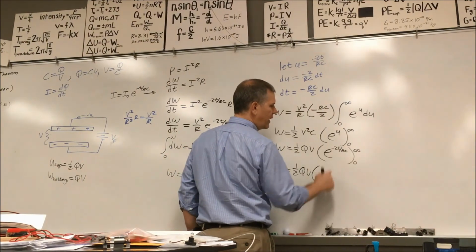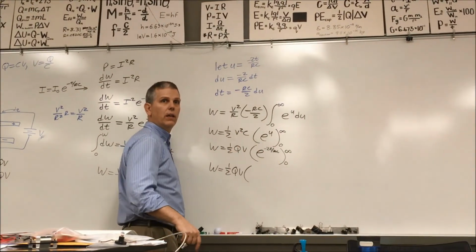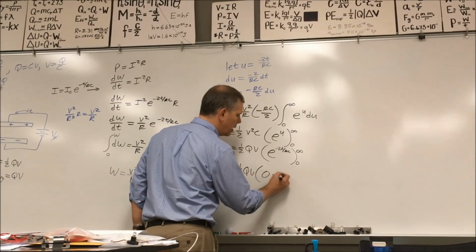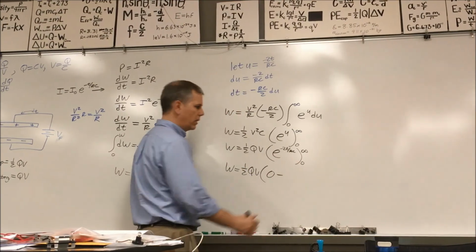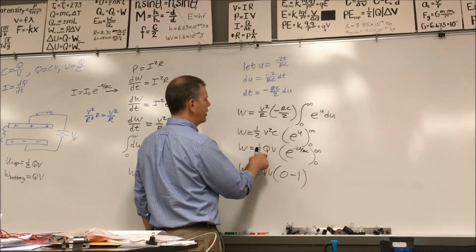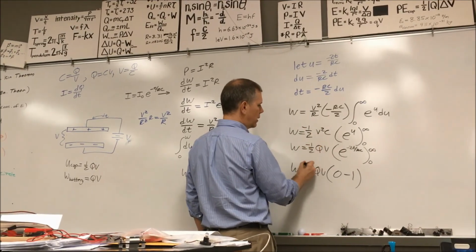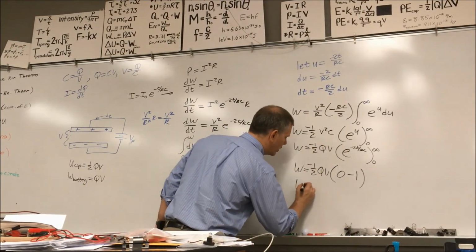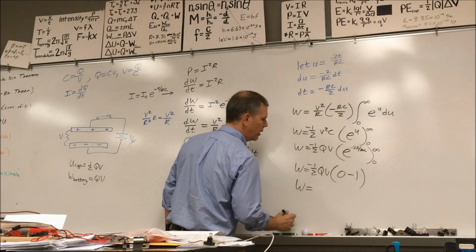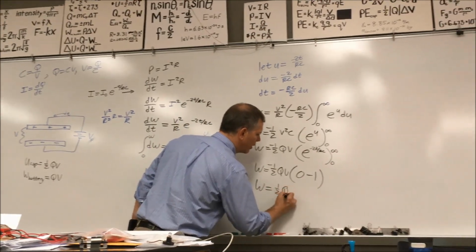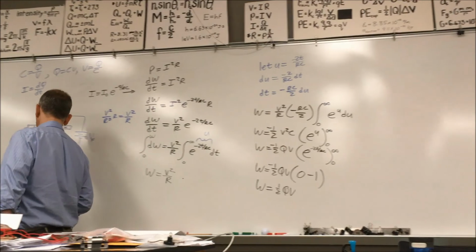E to the negative infinity is 0. E to the 0 is, oh, we had a negative in here, didn't we? It's right there. Sorry, Murray's an idiot. Which gives us the work done in the resistor is 1/2 QV.